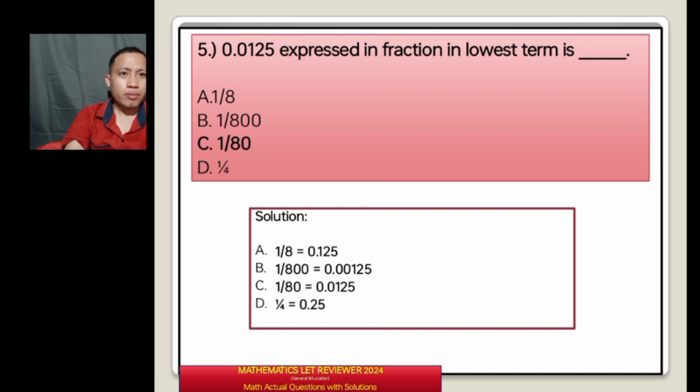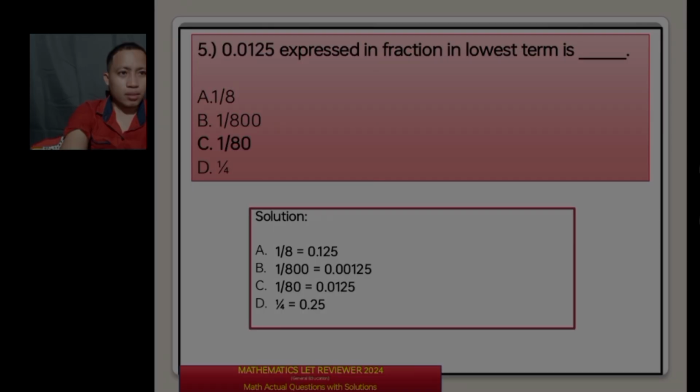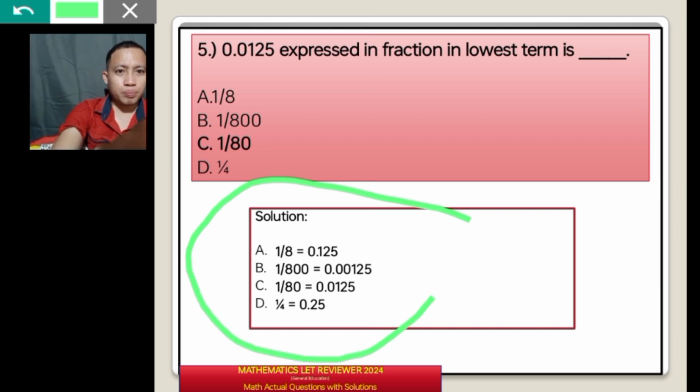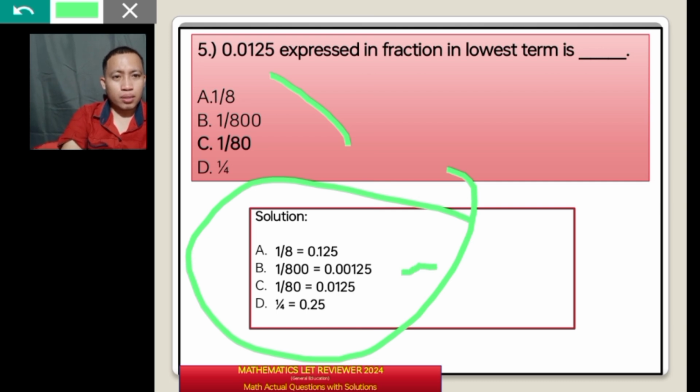0.0125 expressed in fraction in lowest term is blank. First and foremost, find the decimal form of the following choices. Letter A, look at our screen. At the bottom, we have 1 divided by 8 equals 0.125. Equal ba yan sa 0.0125? Or letter B, 1 divided by 800, that is 0.00125. It includes 2 zeros. Equal ba yan sa 0.0125?